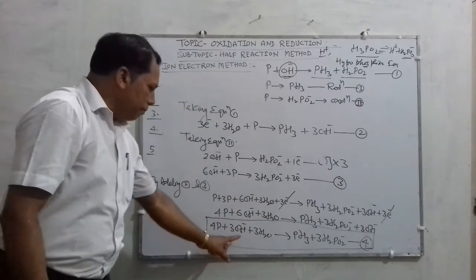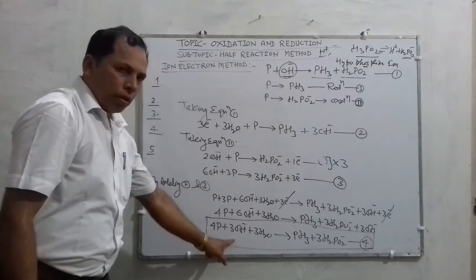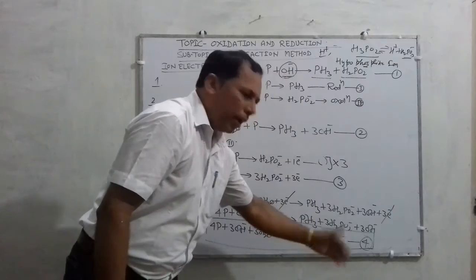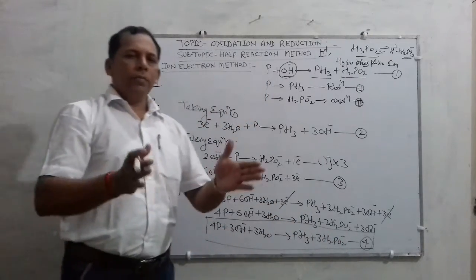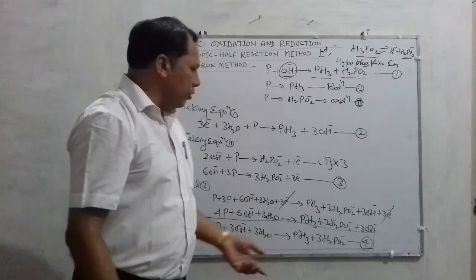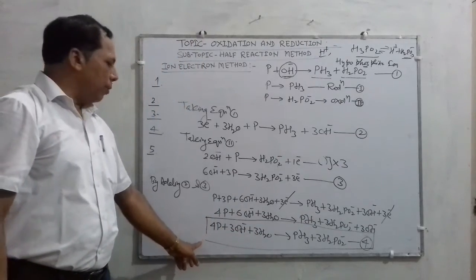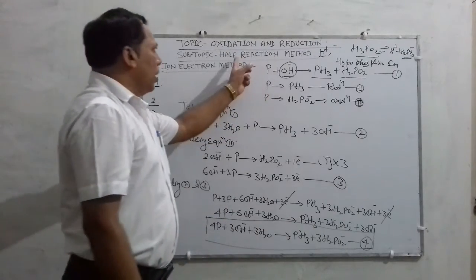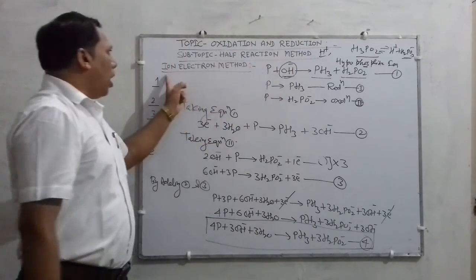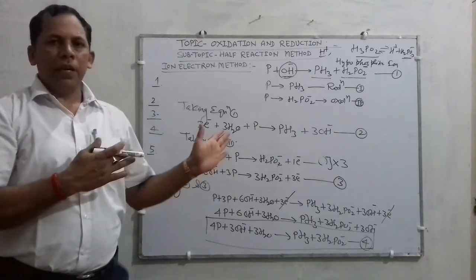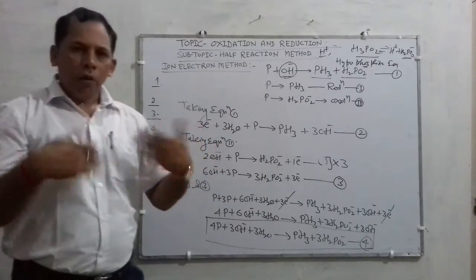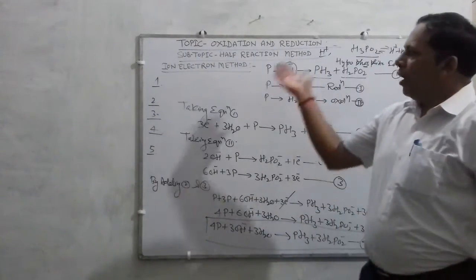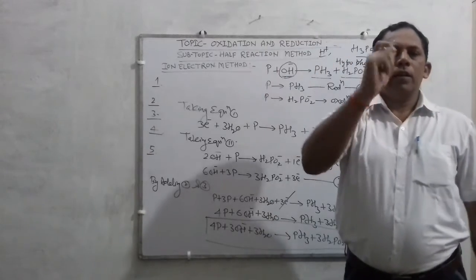Now the charge: there is 3 into minus 1, minus 3 charge in the reactant side. Here also 3 into minus 1, so minus 3 on both sides. All the atoms and all the charges are balanced, so this reaction is said to be completely balanced, and this method of balancing chemical reactions is known as the half reaction method or ion electron method. How simple, children? Now on the basis of this example, you can solve any given chemical reaction.